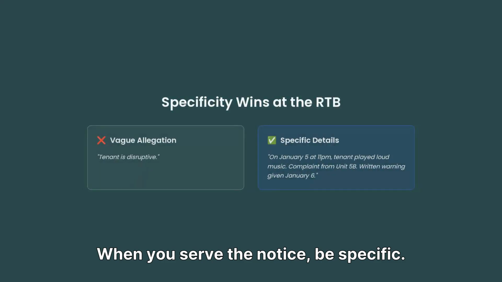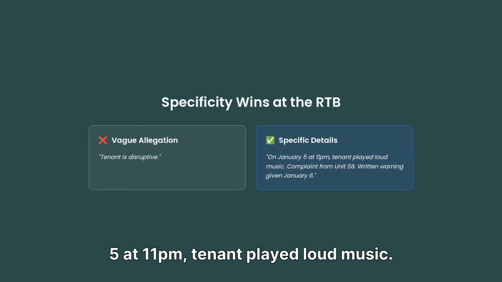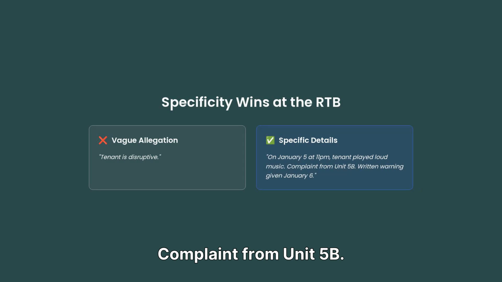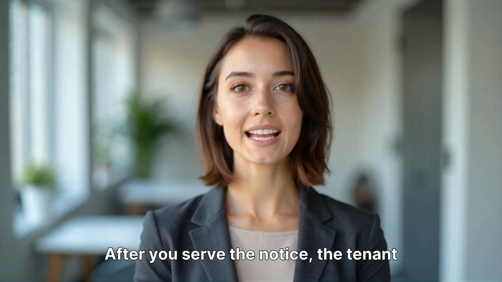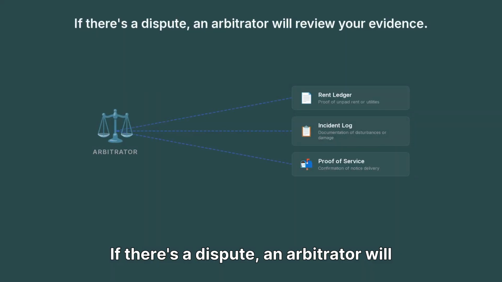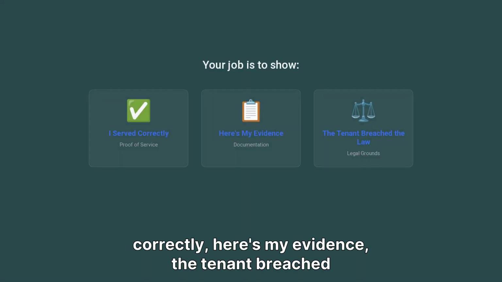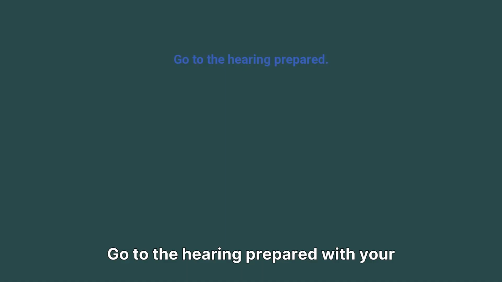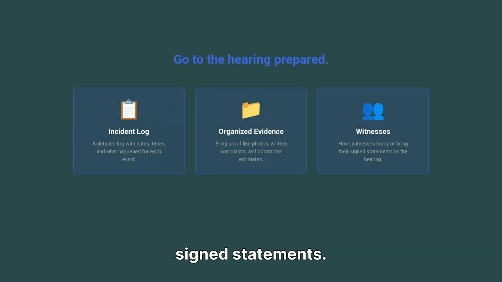When you serve the notice, be specific. Not, tenant is disruptive. Instead, on January 5th at 11 p.m., tenant played loud music. Complaint from Unit 5B, written warning given January 6th. Specificity wins at the RTB. Vague allegations lose. After you serve the notice, the tenant can dispute it. If there's a dispute, an arbitrator will review your evidence. Your job is to show: I served correctly, here's my evidence, the tenant breached the law. Go to the hearing prepared with your incident log, organized evidence, and witnesses or signed statements.